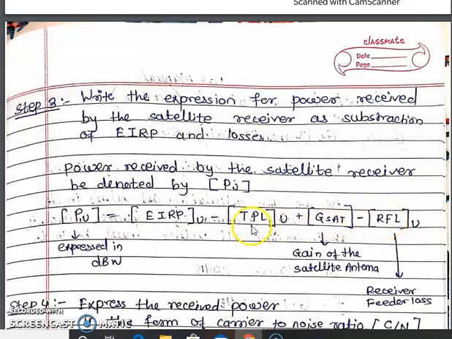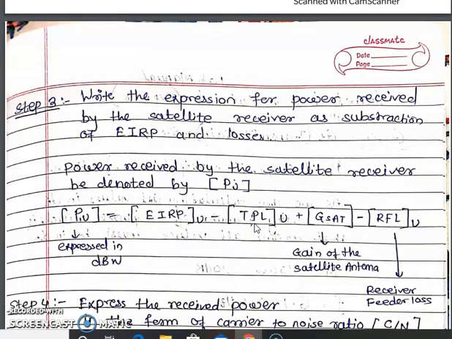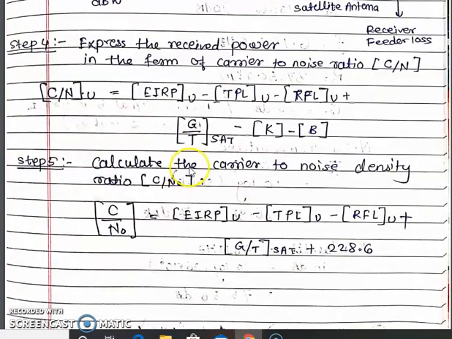GSAT, total path loss. Now express the receiver power. Step 4, in the form of the carrier to noise ratio, C by N uplink. So C by N is nothing but EIRP minus TPL minus RFL plus G by T satellite minus K minus B.